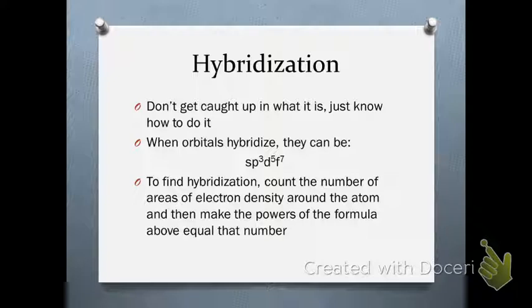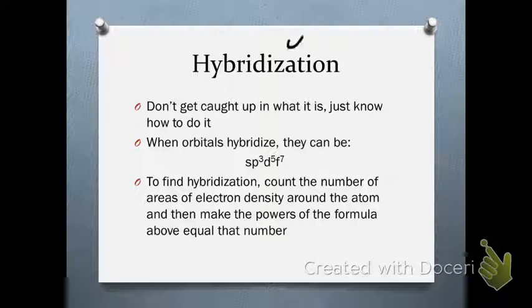And essentially what you're going to do is when a problem asks you to find hybridization, you're going to count the number of areas of electrons. And notice I said areas of electrons. I didn't say count the number of electrons. I said count the number of areas you find electrons. And remember, you find electrons in lone pairs, and you also find them in bonds. So we're counting the number of areas. And once you know the number of areas, say it's 2, okay, you are going to make the powers of that formula in the center total up to 2.